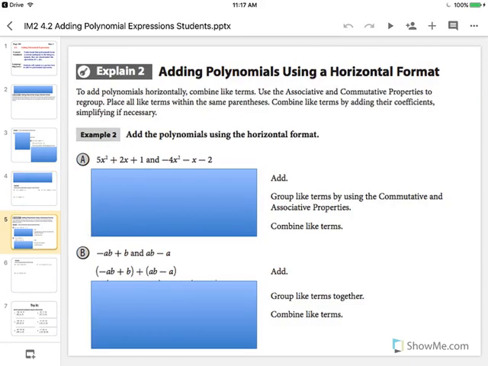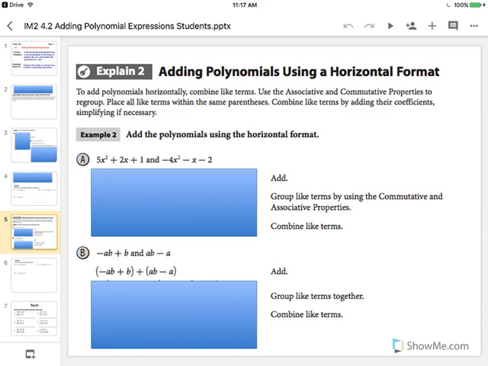Right, so for this Example 2, adding polynomials using a horizontal format. To add polynomials horizontally, combine like terms. Use the associative and commutative properties to regroup. Place all like terms within the same parentheses. Combine like terms by adding their coefficients. Simplify if necessary.